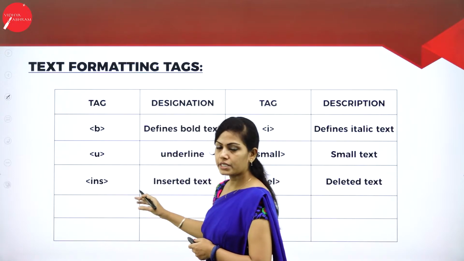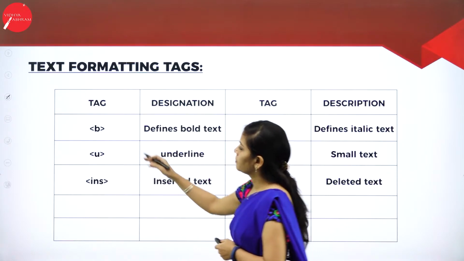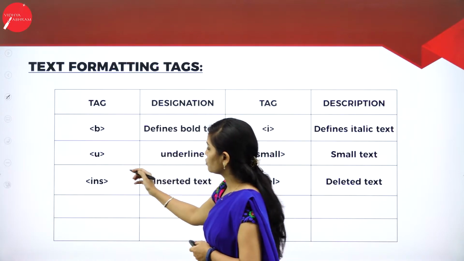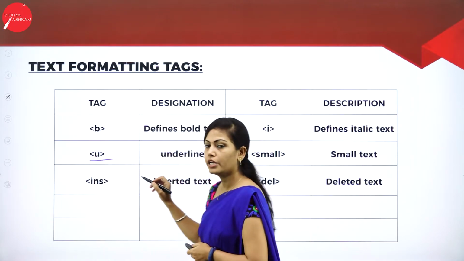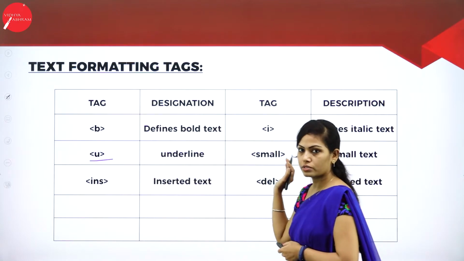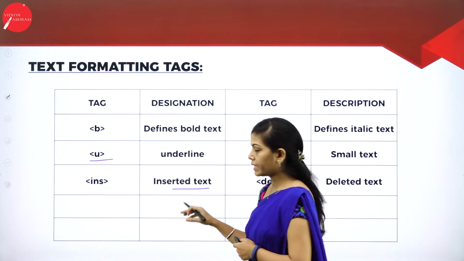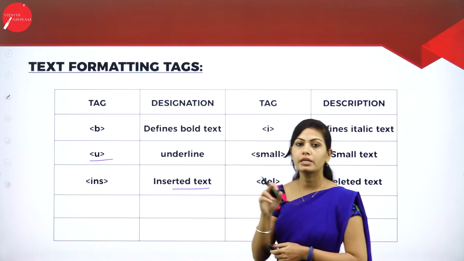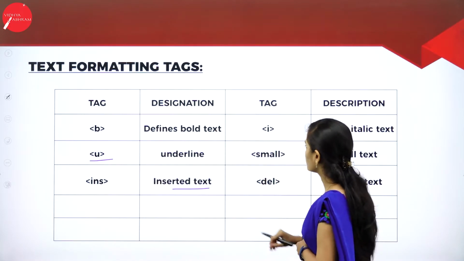So we have different tags for formatting. B tag defines bold text. So if you want to underline the text, you can go for U, and you can close the U tag also. So if you want to insert any text in between the paragraphs or lines, so you can go for open ins and closing ins.